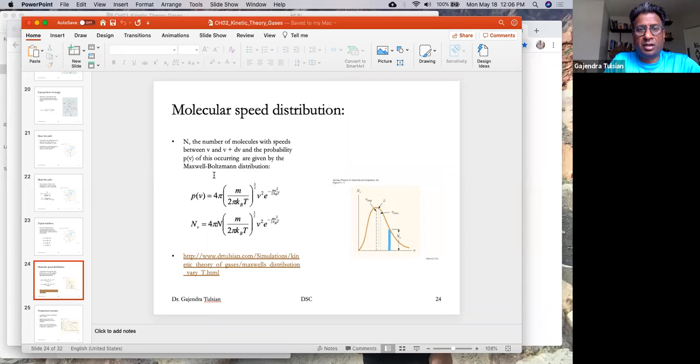All right, this is called the Maxwell-Boltzmann distribution. And if you wanted to know the number of molecules with a given speed, you just multiply that by the total number of molecules you have, and that'll give you the number of molecules moving at a given speed. You can go to that simulation as well. Okay, here, let's go to that simulation.